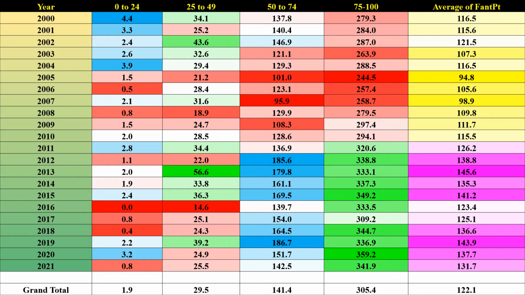So we'll see. But for right now, nothing here suggests anything different is going to happen in the 2022 season that we can see in the tea leaves from the last 21 years.